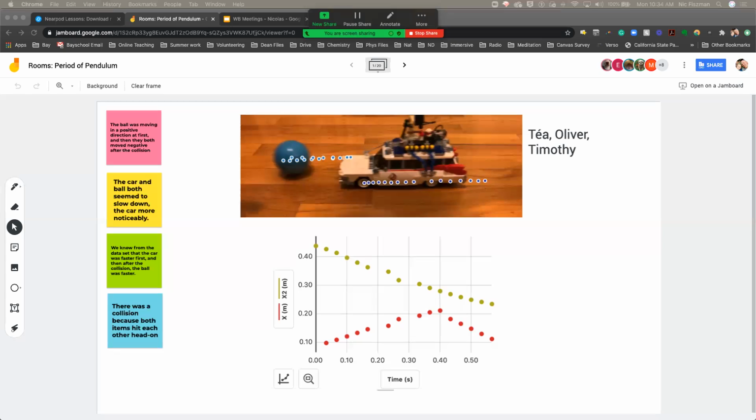We knew that one was going faster than the other when the dots were more spaced out or close together. Okay. What's another way to know that? In the data set, it shows the velocity, and it was higher for the car than it was for the ball.